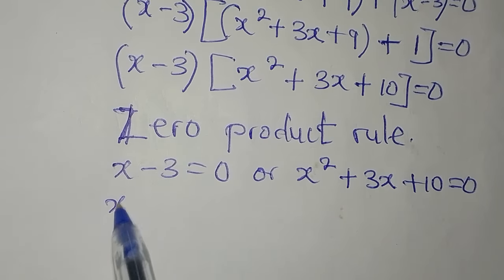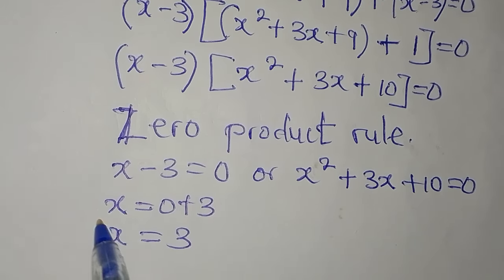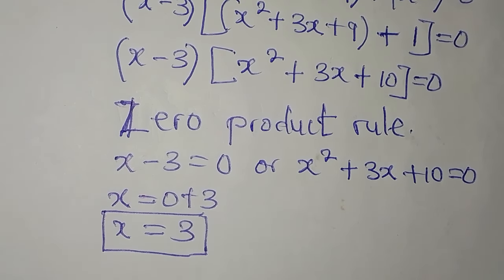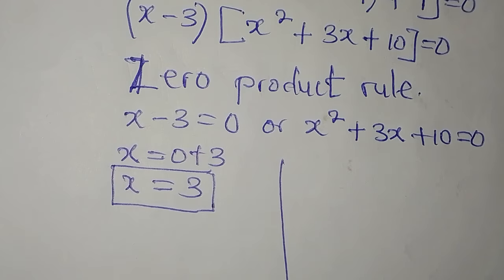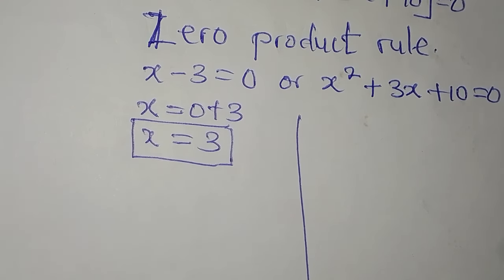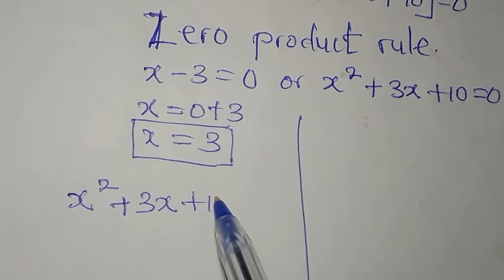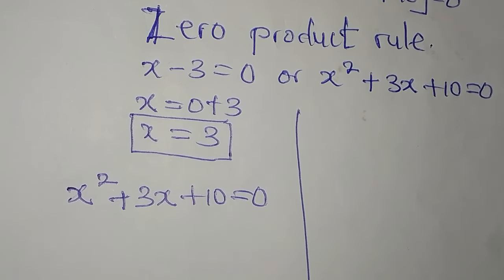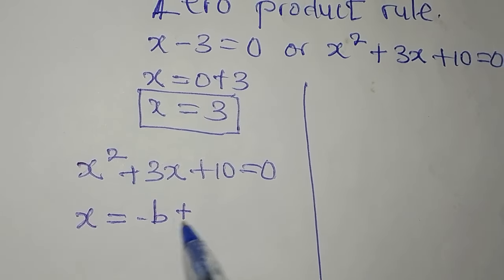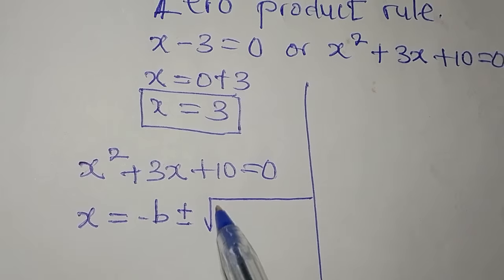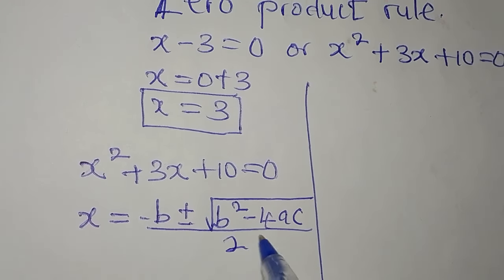Now from here, x will be equal to 0 plus 3, and our x is equal to 3. This is one of the solutions. And to continue, I'll bring this to this side. So we have x squared plus 3x plus 10 equals 0. We're going to use the formula, which is x equals minus b plus or minus the square root of b squared minus 4ac, all over 2a.